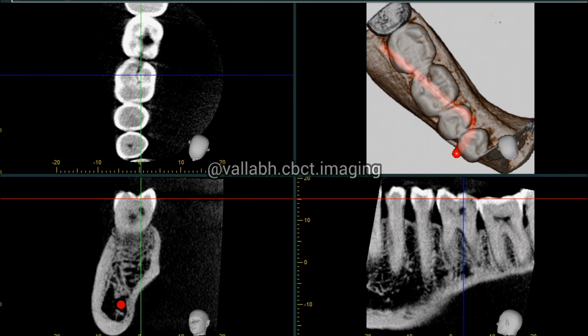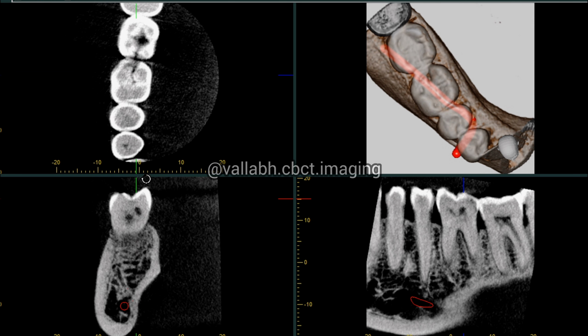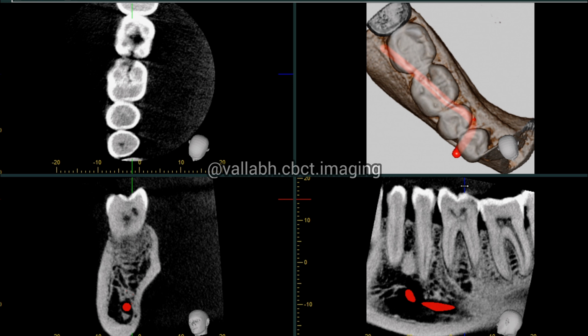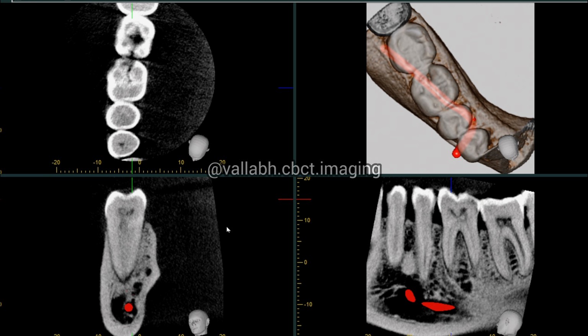We saw some findings, so we'll just hide these lines and go along the long axis of the tooth starting from the mesial aspect of the tooth. So this is the mesial aspect of the tooth. We could see some initial dentinal microcrackline like appearance over here.